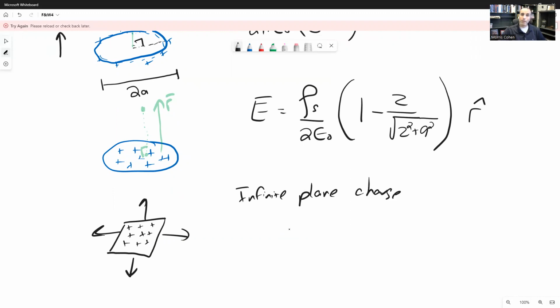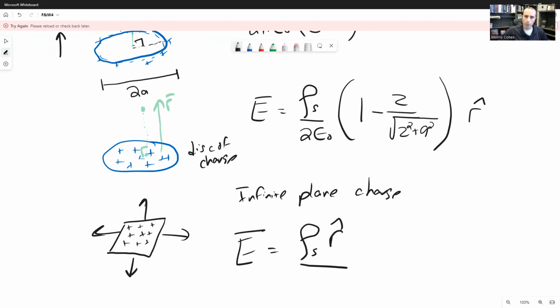You can figure that out if you take the disk of charge and simply set the radius to be infinite, right? And when you do that, this whole second term right here is going to drop out, and so the electric field will simply be rho S times r hat over 2 epsilon naught.